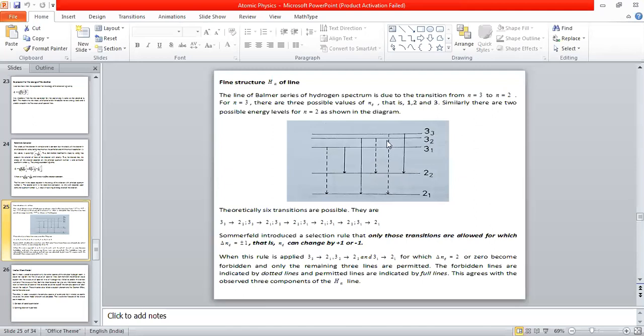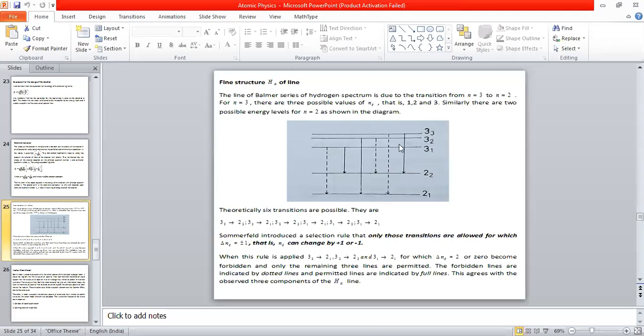If you go to the fifth transition, the transition is from 3-3 to 2-1. 3-3 to 2-1 means 3 - 1, which gives 2. Delta n5 must be +1 or -1, and 2 is not allowed. So therefore the fifth transition is not allowed. Go to the sixth transition, 3-3 to 2-2, 3 - 2 gives +1, +1 is allowed.